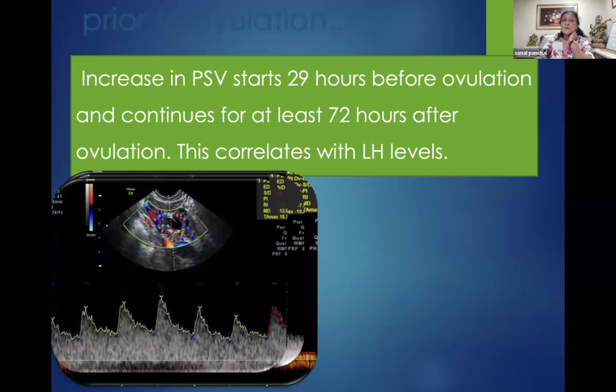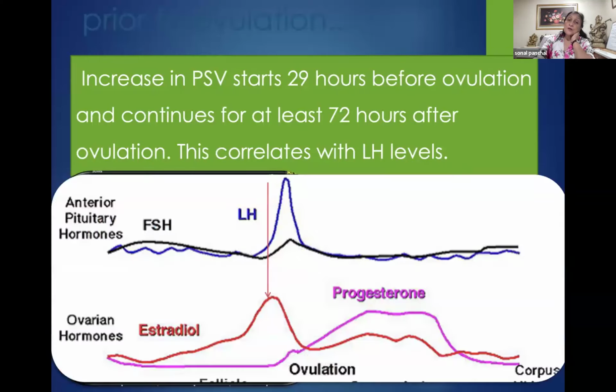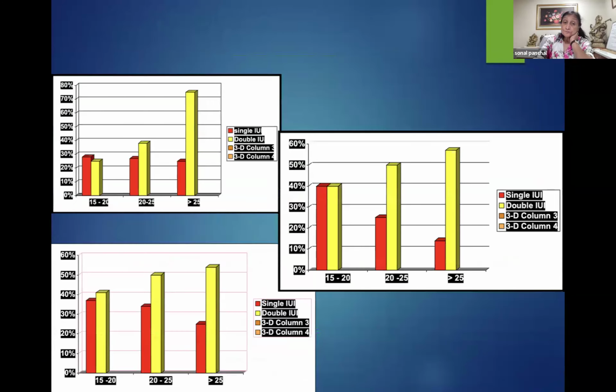It is about 29 hours before the ovulation that the PSV of the follicle increases, remains high for a long time. And we know that the LH surge, which starts about 36 to 42 hours before ovulation, has a slow rise for about 6 to 7 hours, and just about 29 hours before the ovulation, it's going to be a steep LH surge. And the PSV of the follicle correlates with that perfectly.